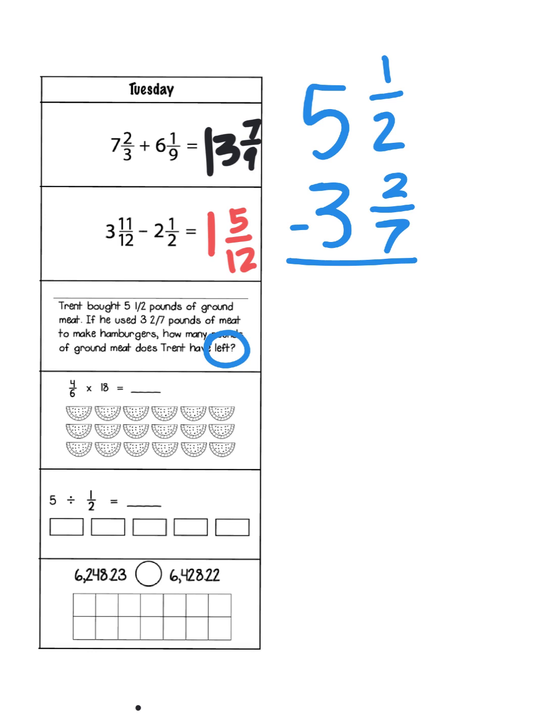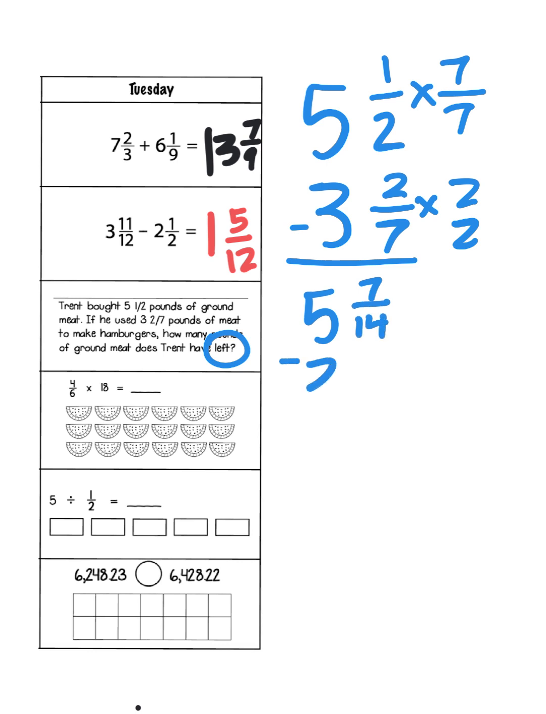Looking at this problem, we do need a common denominator. We do need to create two equivalent fractions. We will use the common denominator 14. So I will create those equivalent fractions here. I now have 5 and 7/14 minus 3 and 4/14. All right, very good. We don't have to do any regrouping today, but we are practicing subtracting those mixed numbers.